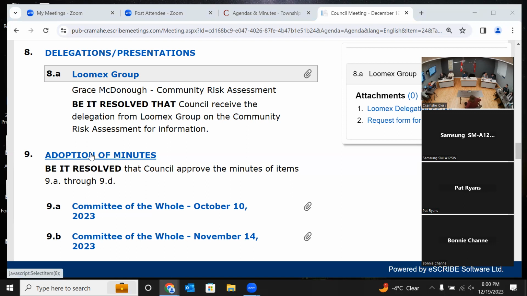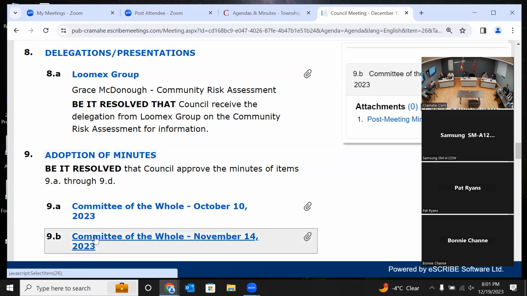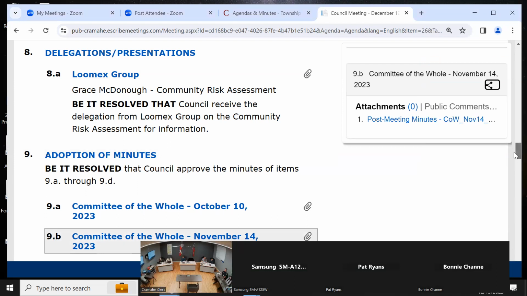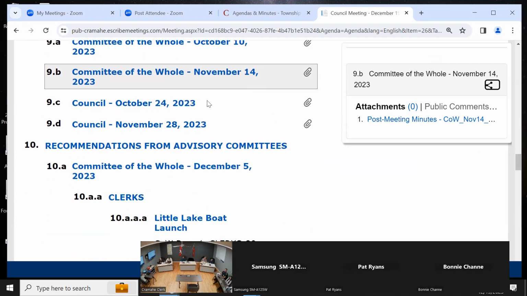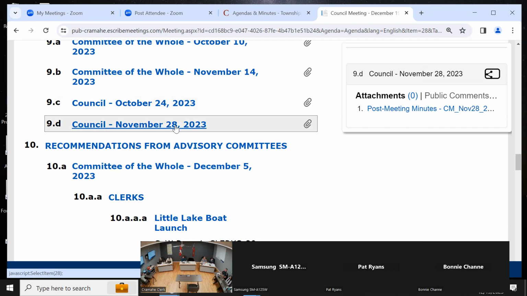Item 9 on the agenda, adoption of minutes. Be it resolved that council approve the minutes of items 9A through 9D. 9A is Committee of the Whole, October 10th, 2023. 9B is Committee of the Whole, November 14th, 2023. 9C is Council from October 24th, 2023. And finally, 9D, Council from November 28th, 2023. Could I have a mover and a seconder, please? Moved, Scriver. Second, Hamilton. Any discussion?